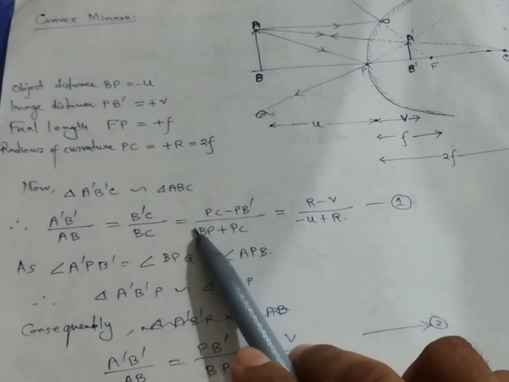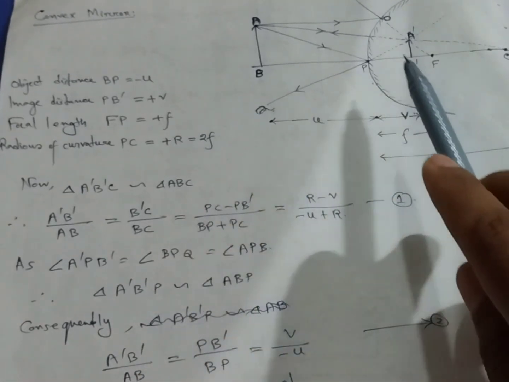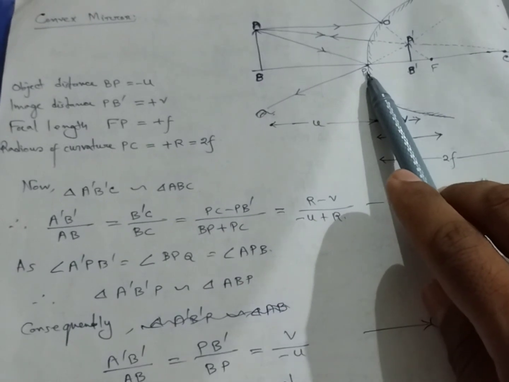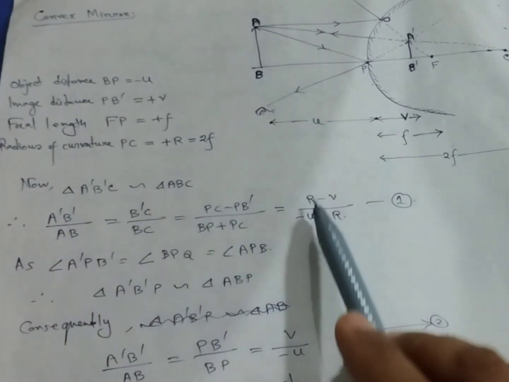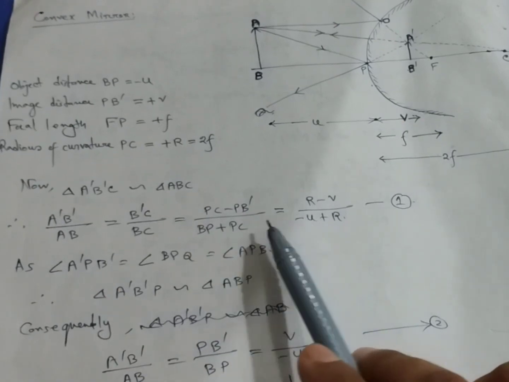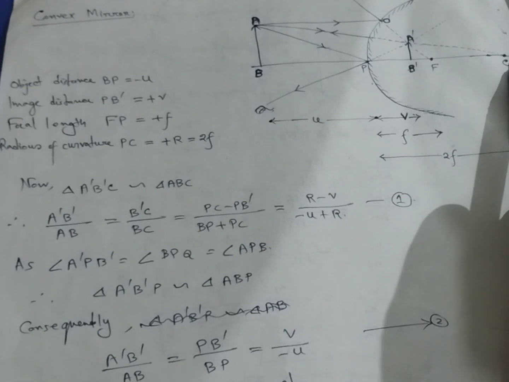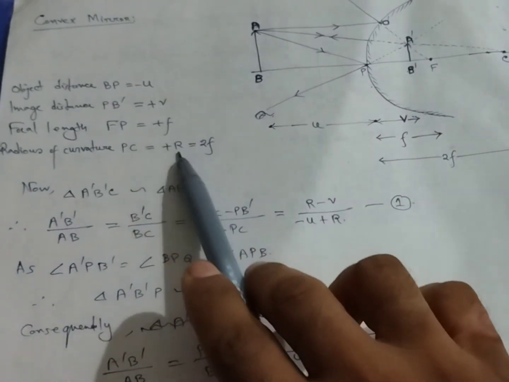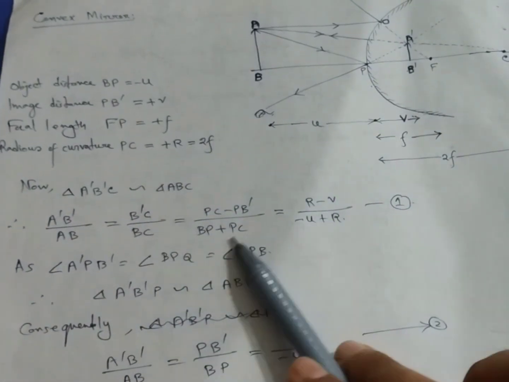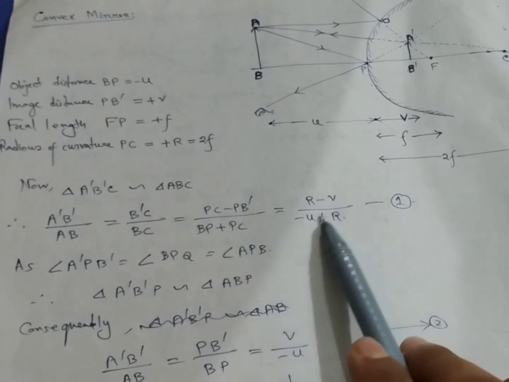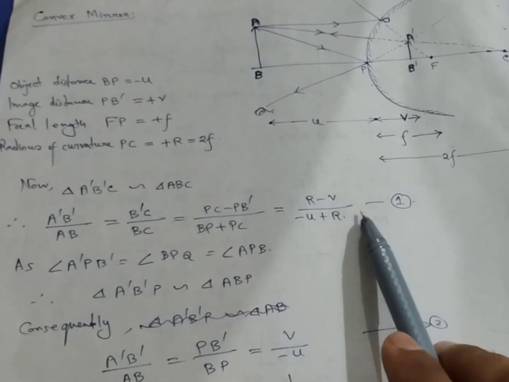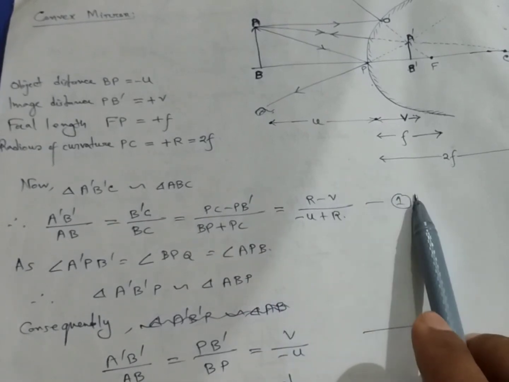Again BP means object distance. The object distance is minus u, so we write BP as minus u. And PC means the radius of curvature. The radius of curvature is positive, so PC is equal to plus R. So this is equation number 1.